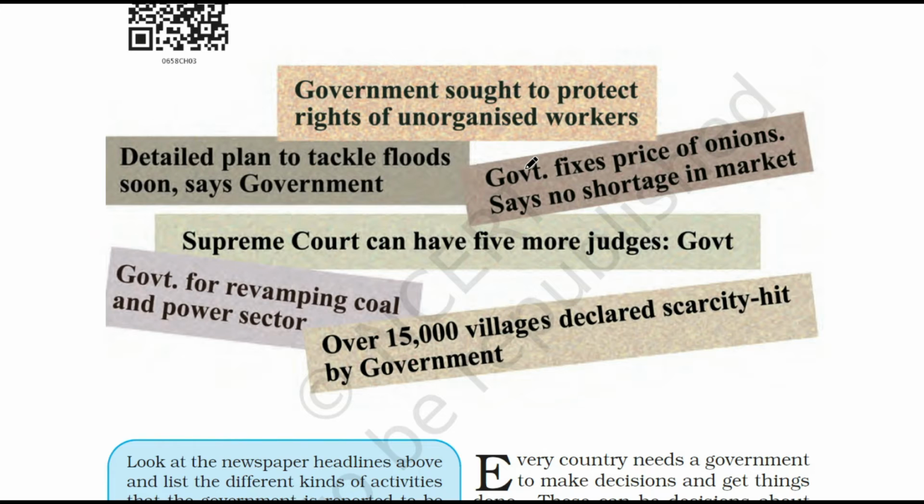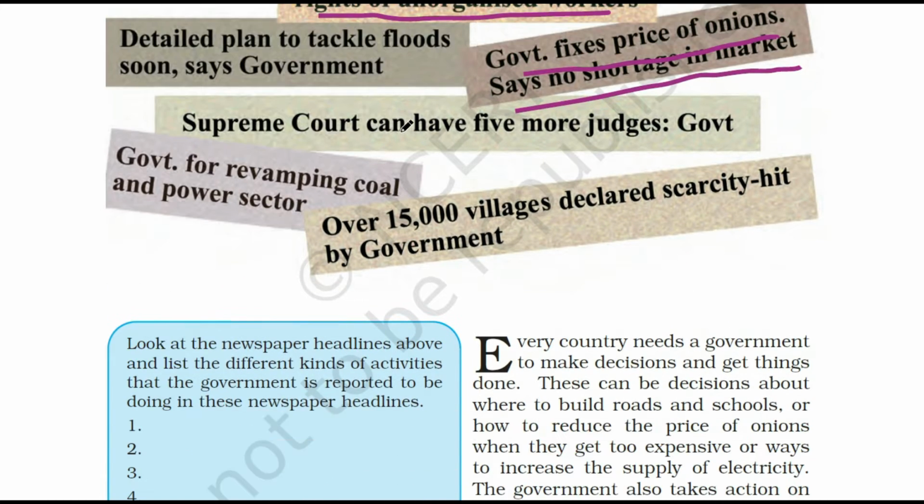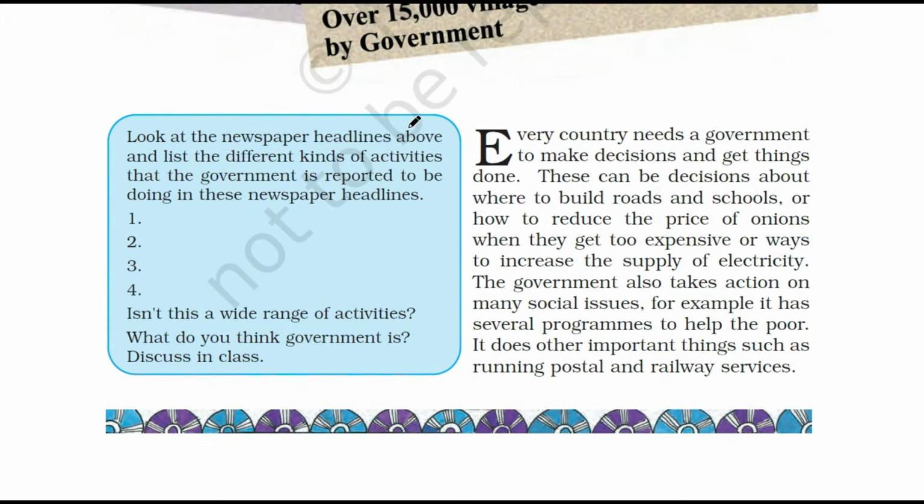So you may have seen these clippings in newspapers quite frequently. Government sought to protect rights of unorganized workers. Government fixes prices of onions, says no shortage in market, etc. So let's find out what these exactly mean by reading further. It will be helpful if you have your textbooks in front of you and read along as we go.